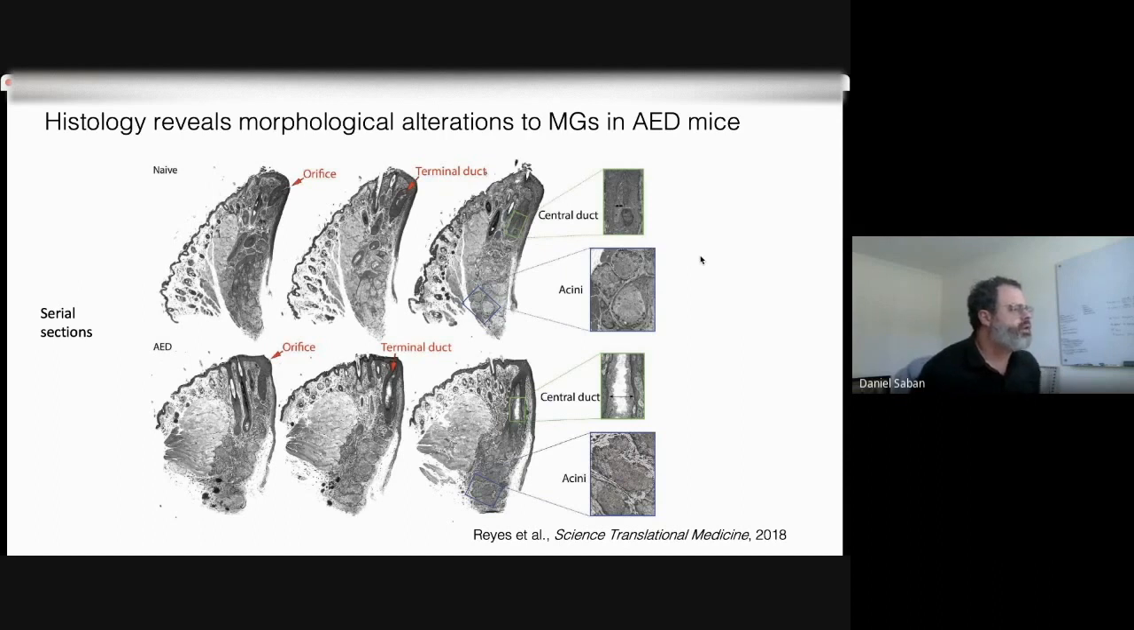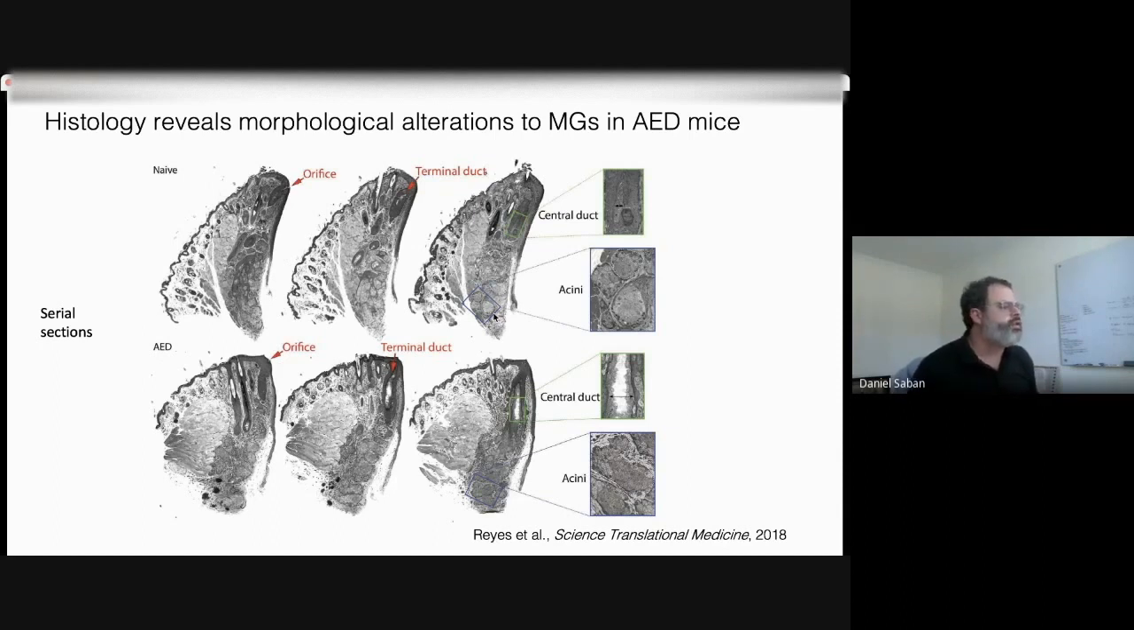And you can see the terminal duct on the naive side, where I've shown the terminal duct. And then you can see the central duct, which I'm showing in the naive. And then you can see the acini of the MGs in the naive, and they look relatively plump, like a plump grape.